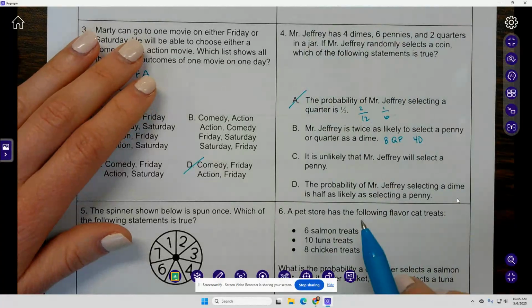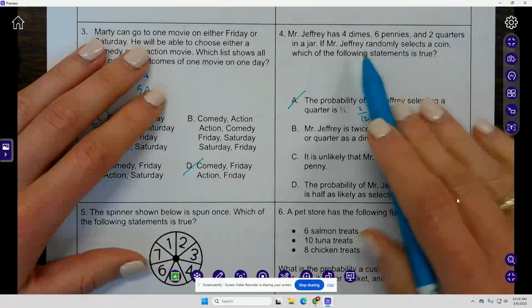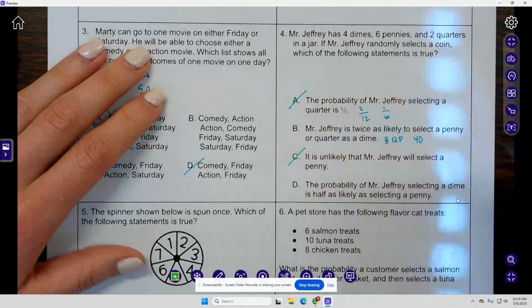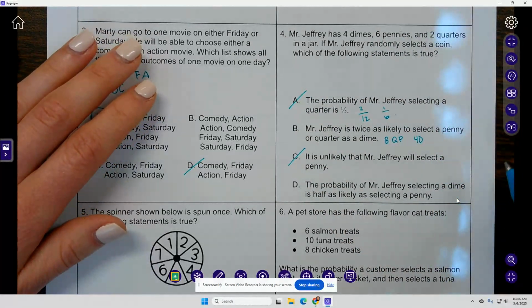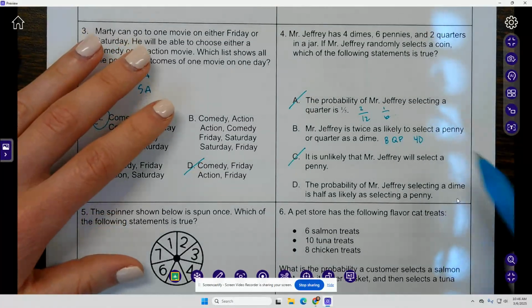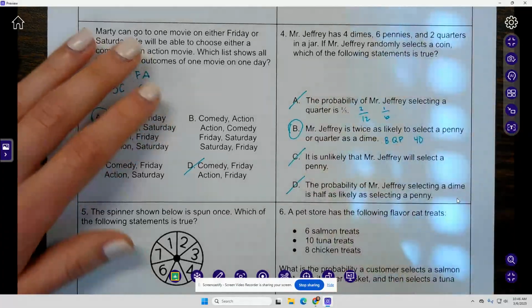It is unlikely that Mr. Jeffrey will select a penny. That is false because there are more pennies than anything else. D, the probability of Mr. Jeffrey selecting a dime is half as likely as selecting a penny. So 4 is not half of 6, so that is not true. So B is the answer.